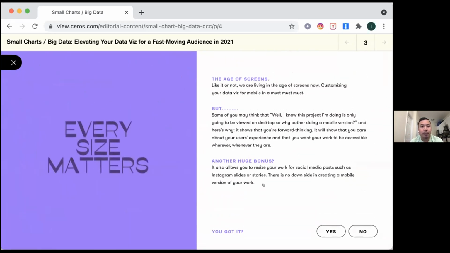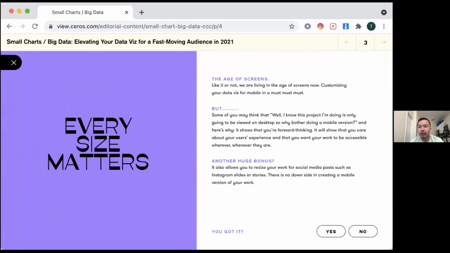Number 5, every size matters. Like it or not, we are living in the age of screens. So customizing your data viz for mobile is a must.